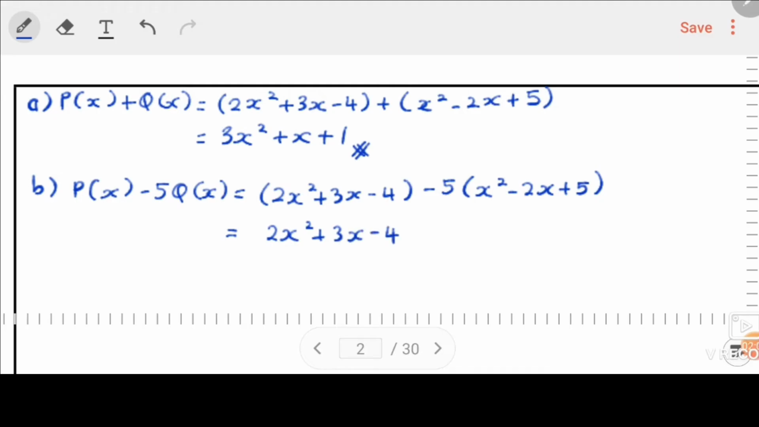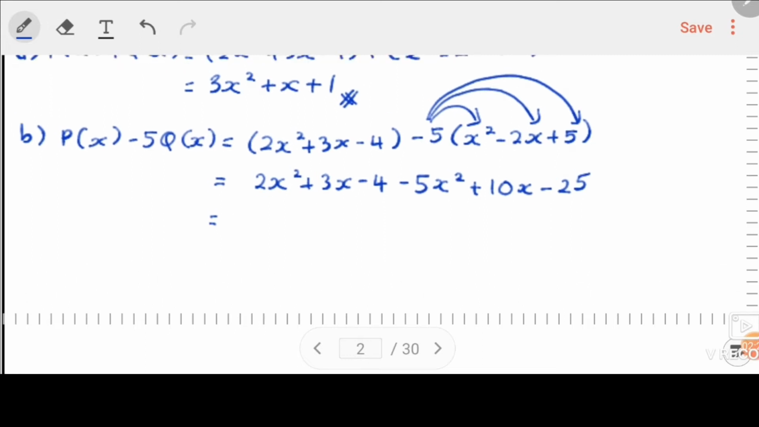Then we copy down P(x), 2x squared plus 3x minus 4. We have to expand the second term. Negative 5 multiply with each term in the bracket. So negative 5 times x squared, it becomes negative 5x squared. Negative 5 times negative 2x become plus 10x. Negative 5 times 5 become negative 25.